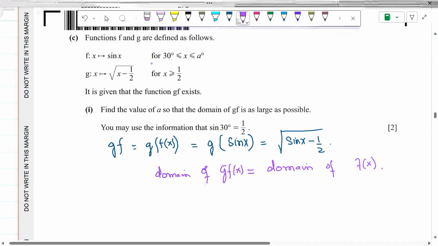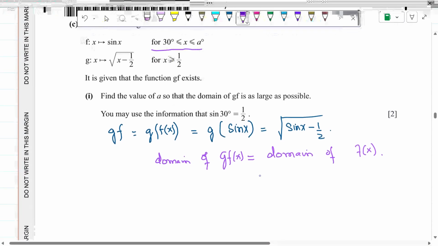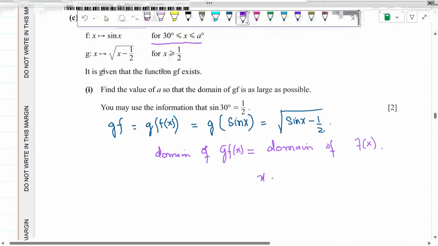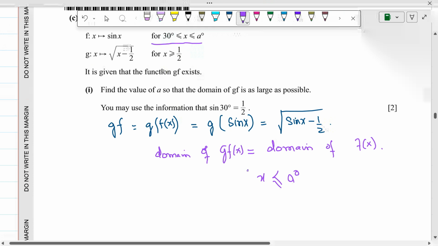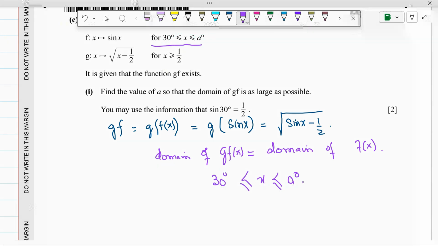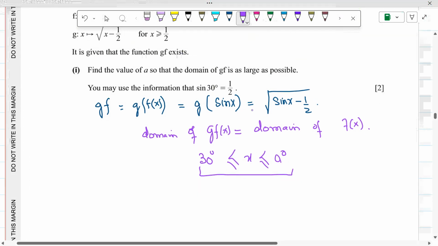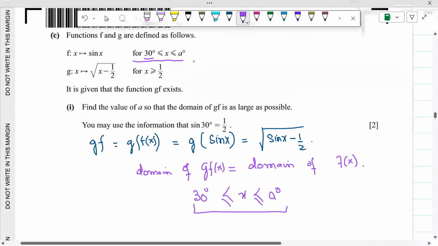So in the given condition, we have the domain of f(x), which is x less than or equal to a degrees and greater than or equal to 30 degrees. We need to find the value of a such that this domain will have the maximum span. Now we know that x is from 30 to a degrees.